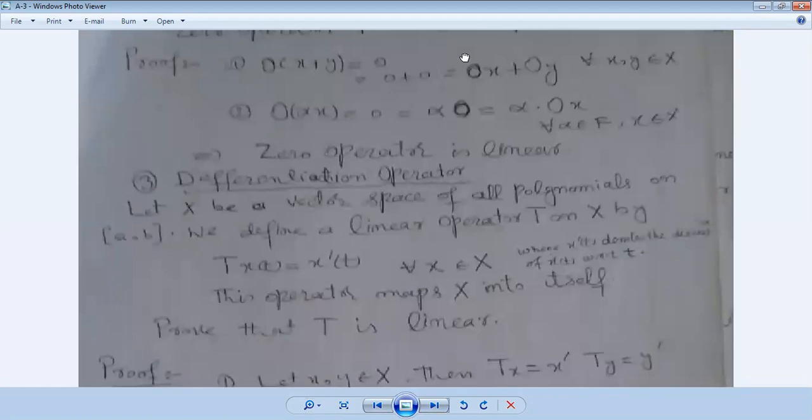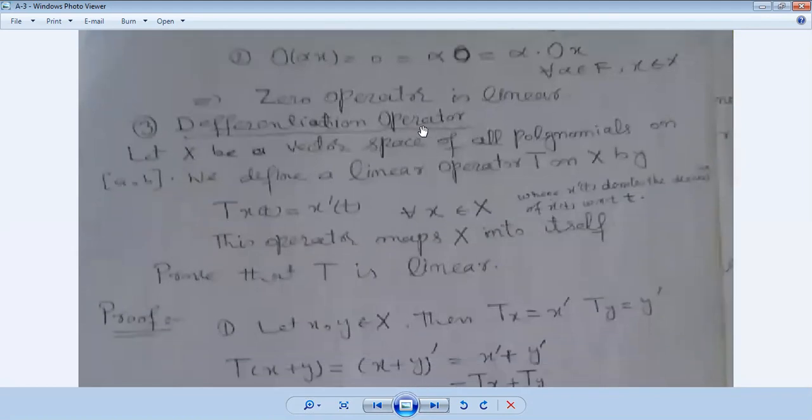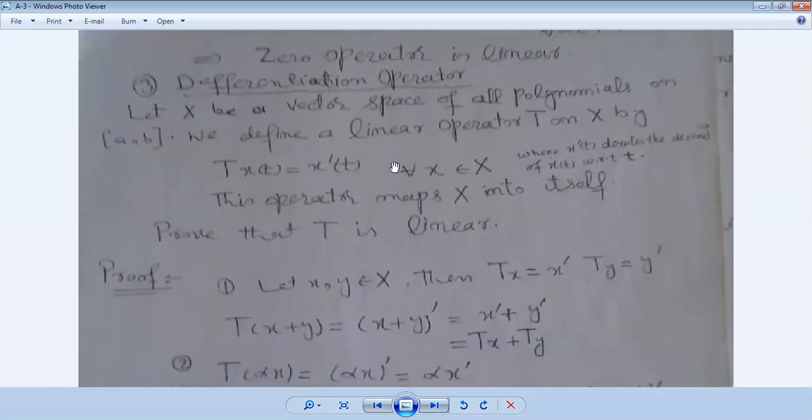There is another example, the differentiation operator. Let X be a vector space of all polynomials on the closed interval [a, b]. We define a linear operator T on X by T applied on x(t). What is x(t)? x(t) is an element of the vector space, which means this is a polynomial. When we apply T, we take its derivative x'(t) for all x belonging to X. So when we apply T on any polynomial, meaning an element of X, we take its derivative. This is again a polynomial, so this operator maps X into itself.